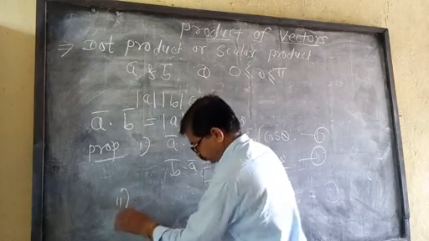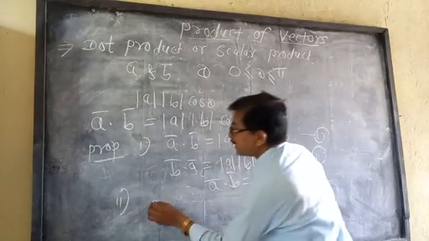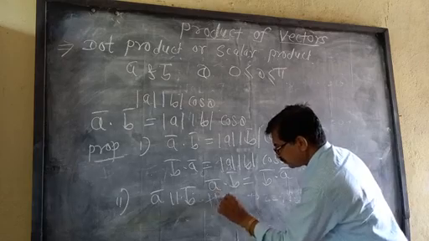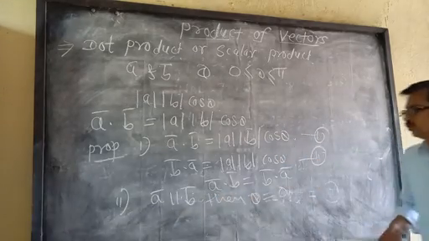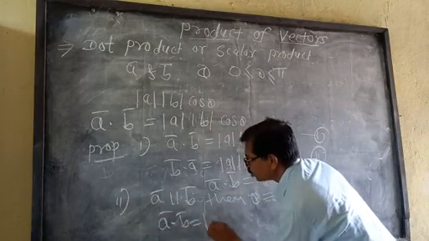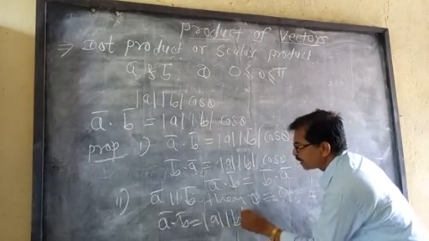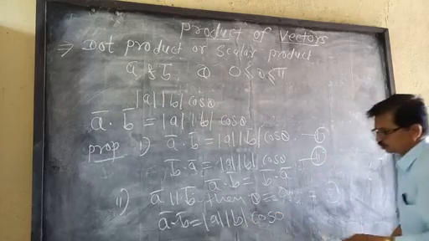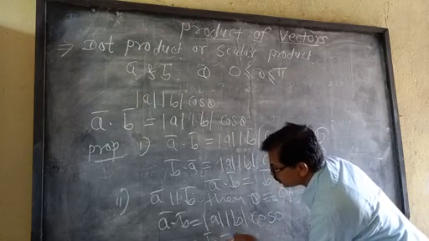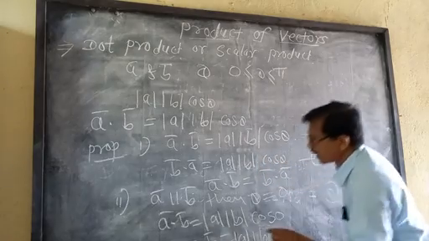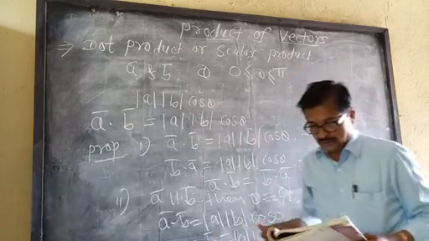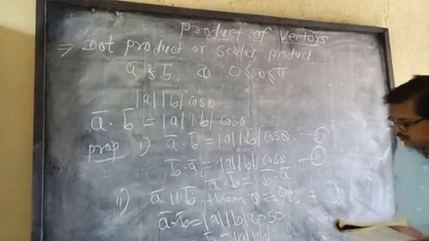Second property: if vector A is parallel to vector B, then theta is equal to 0. That is, vector A dot vector B is equal to magnitude of vector A into magnitude of vector B into cos 0. But cos 0 is equal to 1. That is, vector A dot vector B is equal to magnitude of vector A into magnitude of vector B. That is, if the vectors are parallel, then the dot product is a scalar.